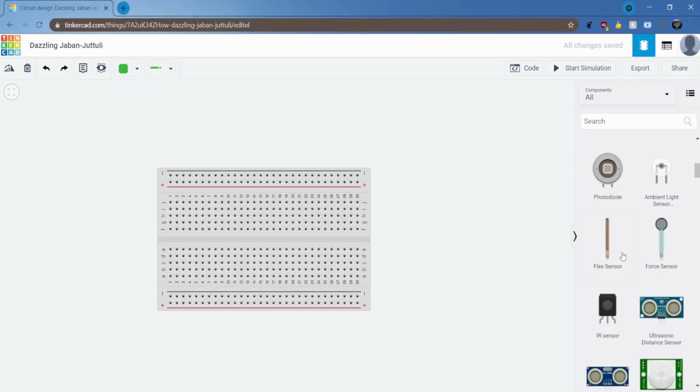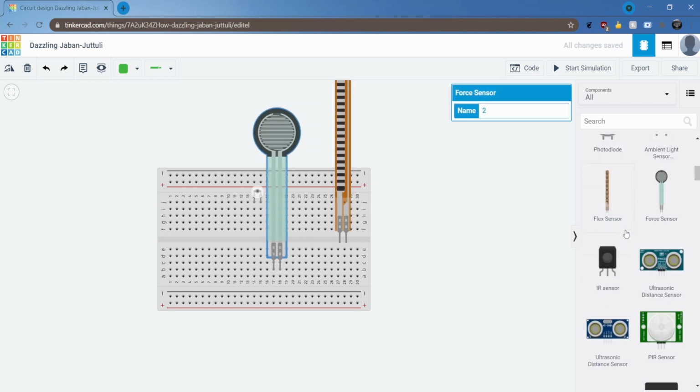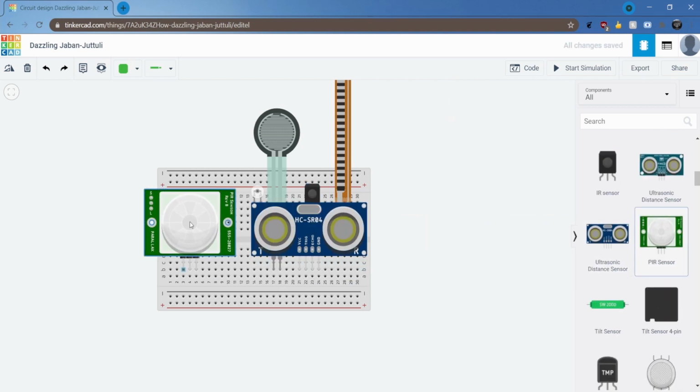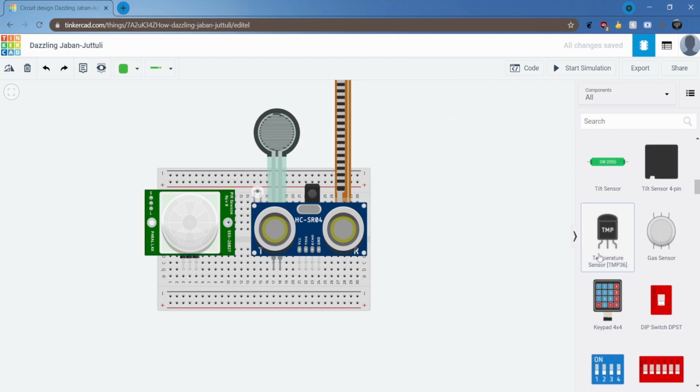Thank you, Kabir, for that introduction to sensors. So now, some of the sensors that are available on Tinkercad are the ambient light sensor, the flex sensor, the force sensor, the IR sensor, an ultrasonic sensor, a PIR sensor, a temperature sensor, and finally a gas sensor. So we'll be working with some of these sensors throughout this week.